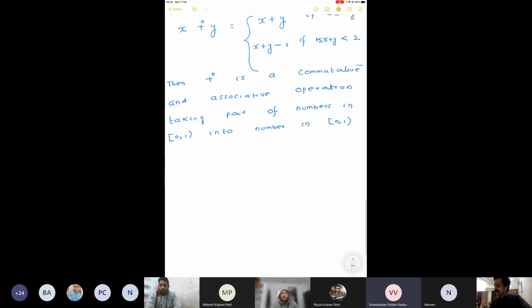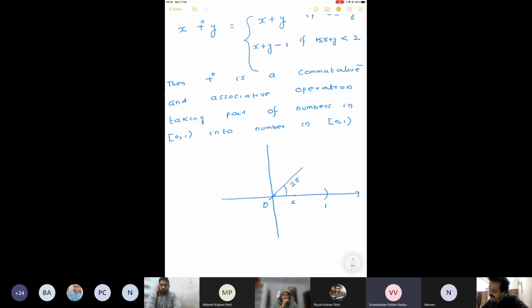Okay. If you want to view it in a slightly different way, what you can do is the following. You have 0, 1, and you have a number x. Identify this number x with 2 pi x. For each x in 0, 1, you assign 2 pi x and consider this 2 pi x as an angle.